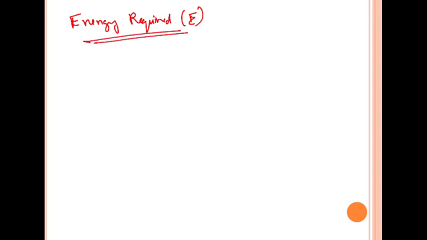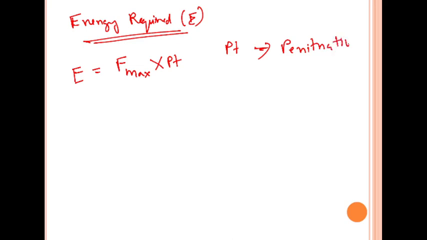Now one of the most important topics will be the energy required for punching operation. The energy required for punching operation can be generally written as E is equal to F max into PT, where PT is the penetration and P is the percentage of penetration. F max we already obtained. F max is equal to LT tau. Why will we obtain this particular expression?